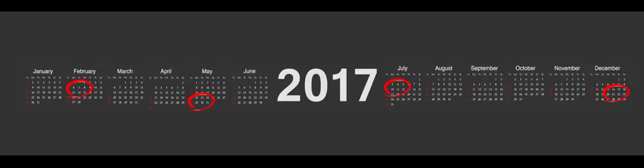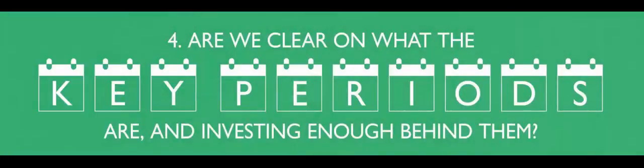It's not enough. To get, quote unquote, those weekends, you need 70% plus of your accounts doing an activity in those weekends. As a result, another key question you want to ask yourself is, are we clear on what the key periods are and are we investing enough behind them?